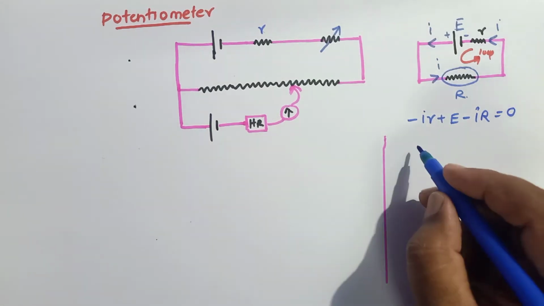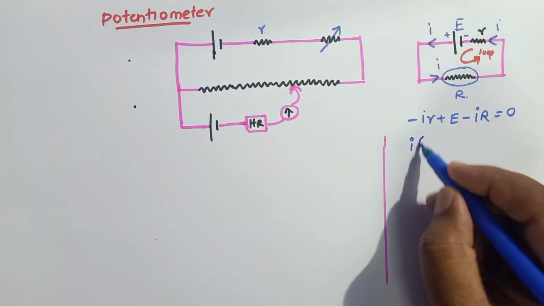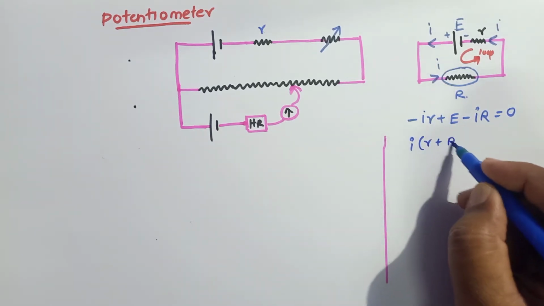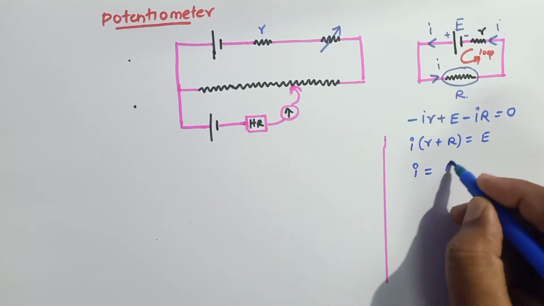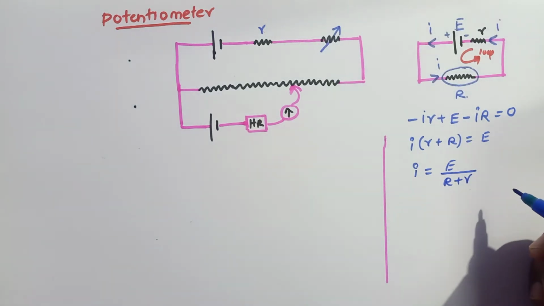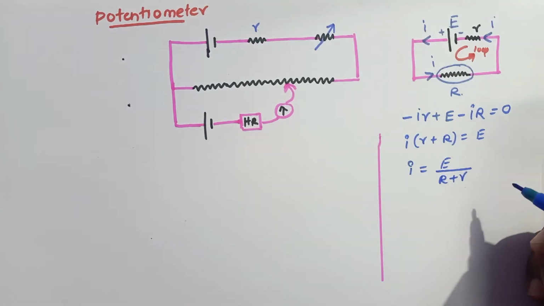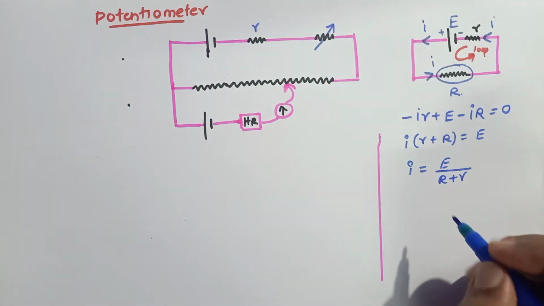Okay, so now what are you going to do here? If you take I common, then it is going to become R plus capital R, which is equal to E. Therefore, I is equal to E by capital R plus small r. So we got the formula for I, that is the current across the simple circuit.